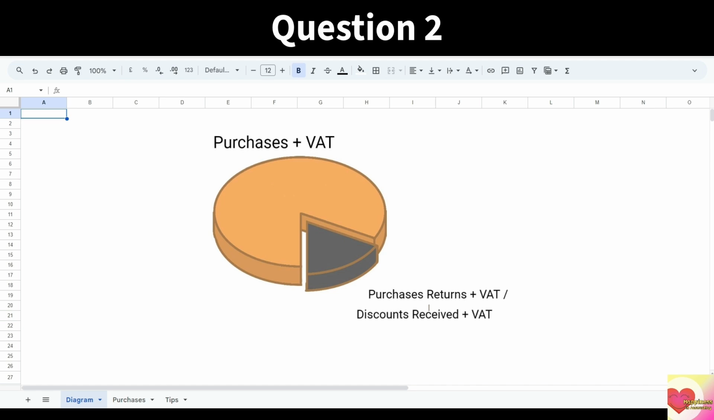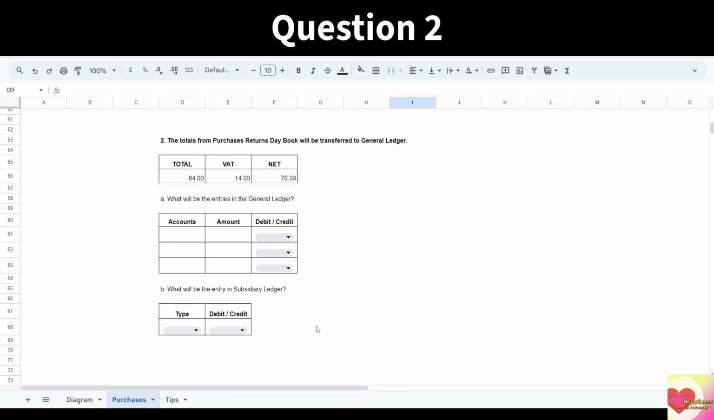Once we have taken this slice out, our pie is much smaller. It means our purchases are much lesser. It also means that the purchases returns and discounts received decreases our purchases. You may also notice that the VAT always goes with each one of them. So let's go back to the questions.